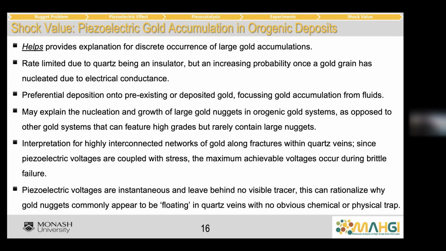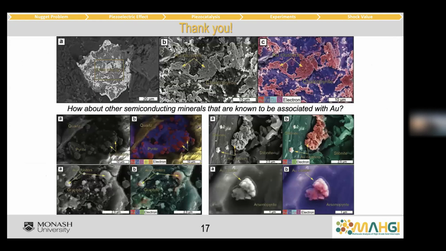Because piezoelectric voltage is coupled with stress, the most voltage you're going to get is during brittle failure. So when the thing actually fractures and breaks, you'll have the most voltage achieved. And then also the thing's instantaneous and it has no visible tracer. So if you have gold floating in a vein and you're like, okay, hold on, I don't see alteration, I don't see boiling, I don't see whatever, this could help rationalize that. It could be a reason for why you see that kind of thing, quartz or gold floating in quartz without an alternative explanation.